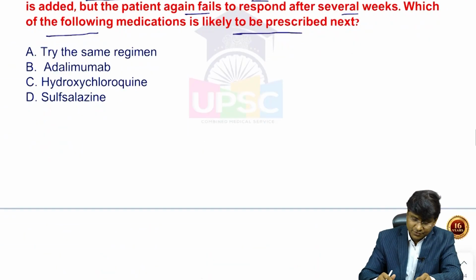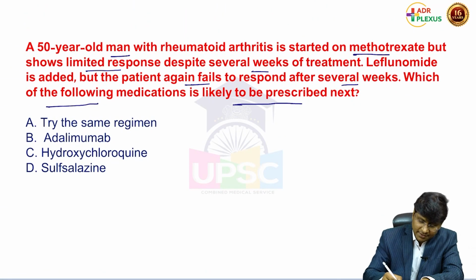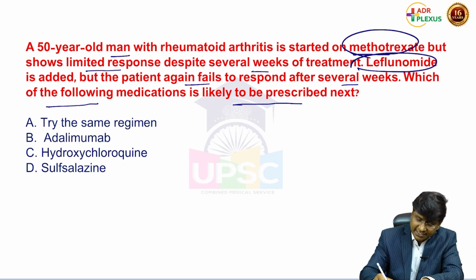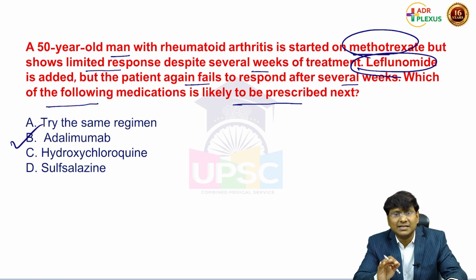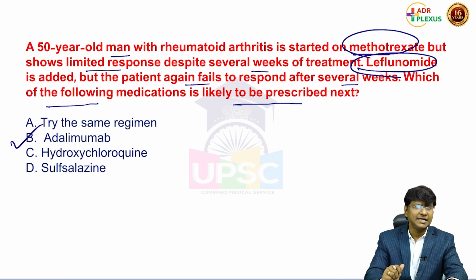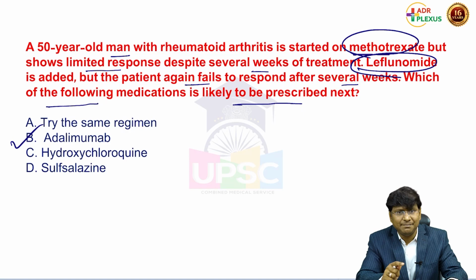So if you see this question here, the patient is on methotrexate and along with that leflunomide has been added, but there is still no response. Then you need to add the biological DMARDs, and one example among the options given is adalimumab. Now, apart from adalimumab, we have many other molecules. What is adalimumab? It is a TNF alpha antagonist, a TNF alpha inhibitor.